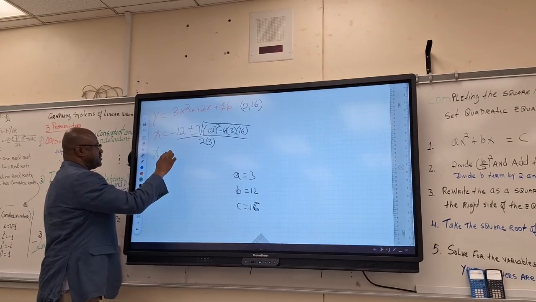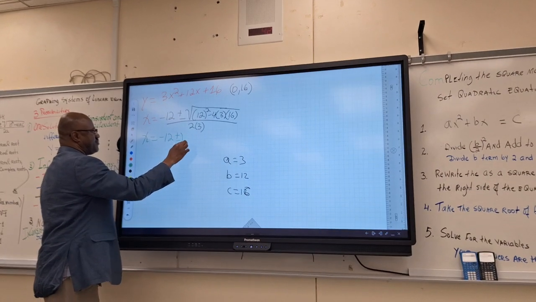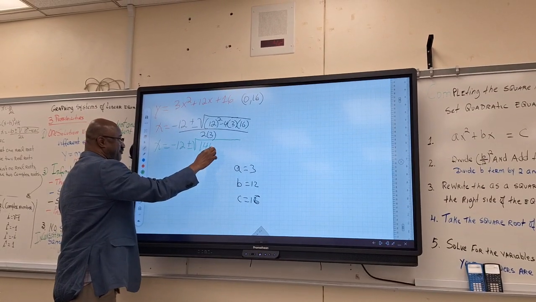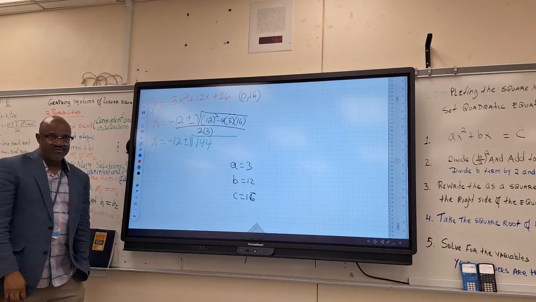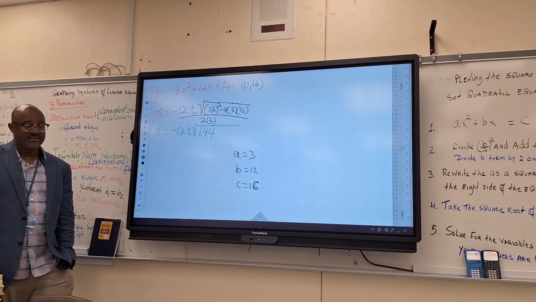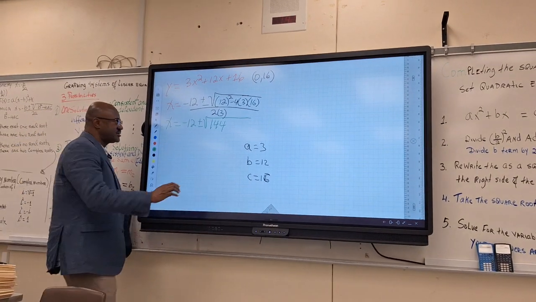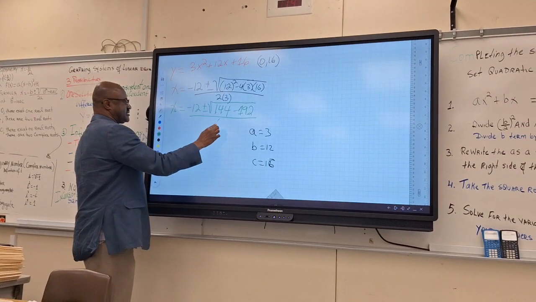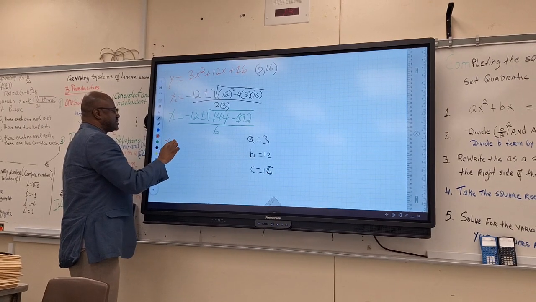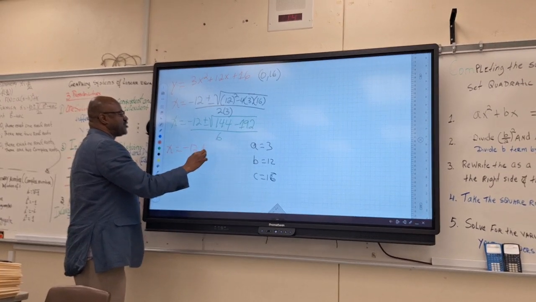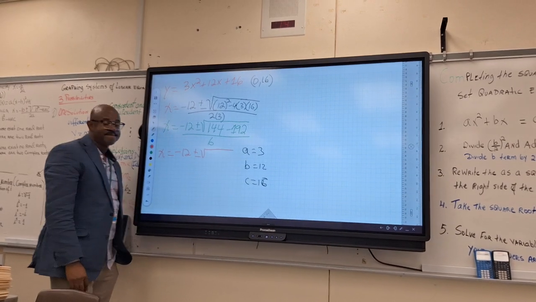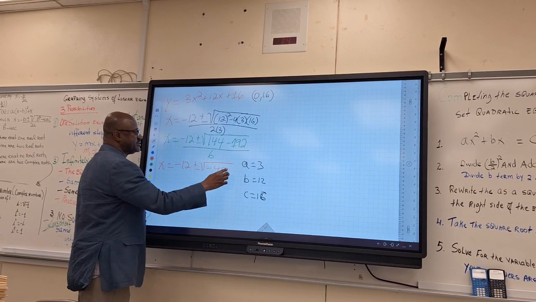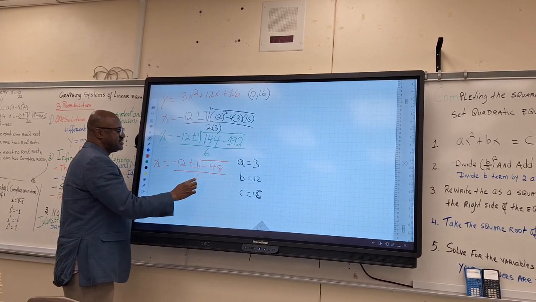x equals minus 12 plus or minus, what is 12 squared? 144. Alright, not 24. It's 12 times 12. Some of you are still doing 12 times 2. Minus 192. Good. Over 6. So x equals minus 12 plus or minus the root of negative 48. That should be a red flag. This is negative, over 6.